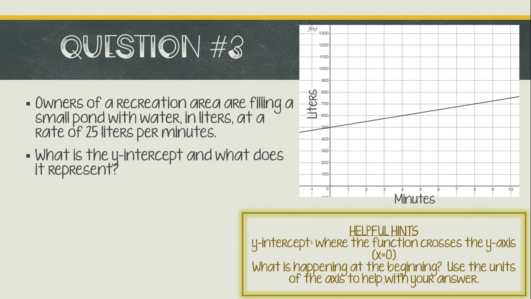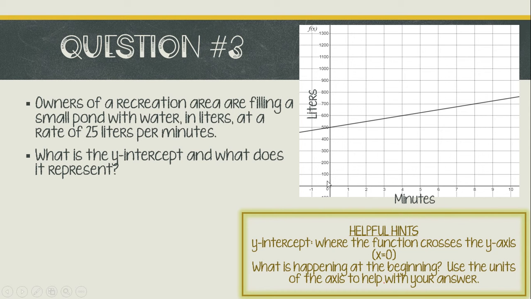All right, in question number 3, it says owners of a recreation area are filling a small pond with water in liters at a rate of 25 liters per minute. So here we can see we have our y-axis, that's our function f of x. It's in liters, and we're filling it in terms of minutes.